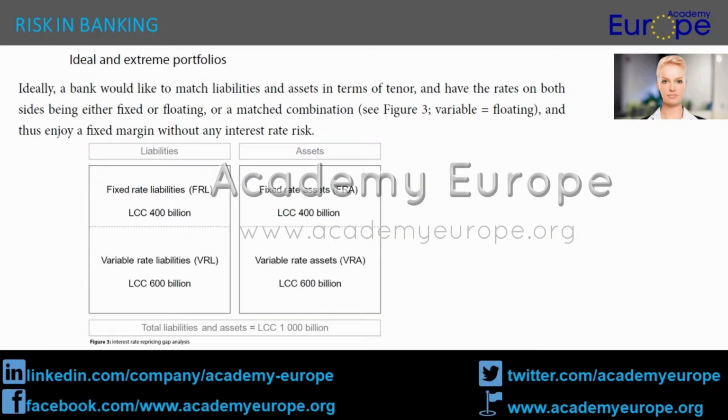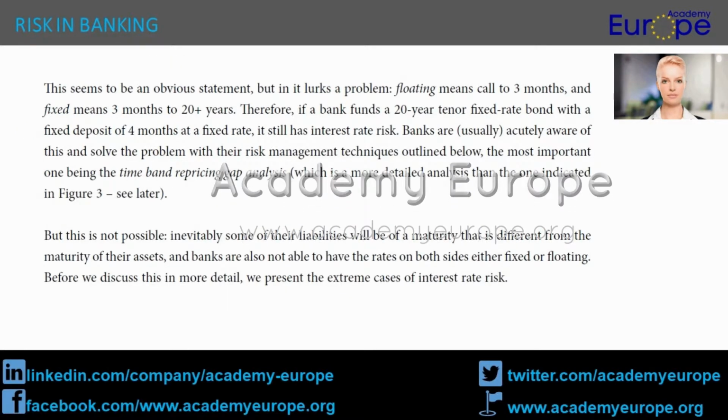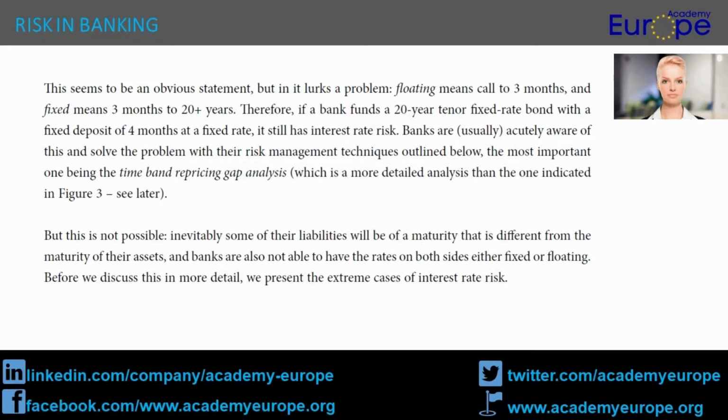Ideal and extreme portfolios. Ideally, a bank would like to match liabilities and assets in terms of tenor, and have the rates on both sides being either fixed or floating, or a matched combination, see Figure 3, variable equals floating, and thus enjoy a fixed margin without any interest rate risk. This seems to be an obvious statement, but in it lurks a problem. Floating means call to 3 months, and fixed means 3 months to 20 plus years. Therefore, if a bank funds a 20-year tenor fixed rate bond with a fixed deposit of 4 months at a fixed rate, it still has interest rate risk.